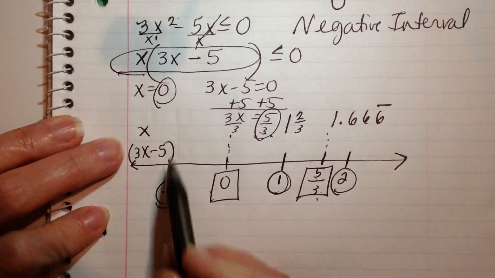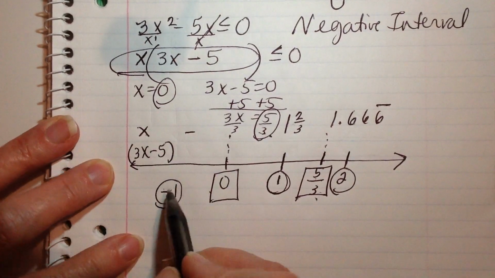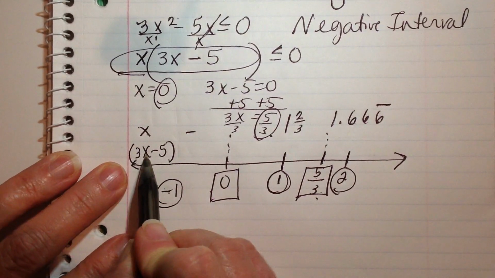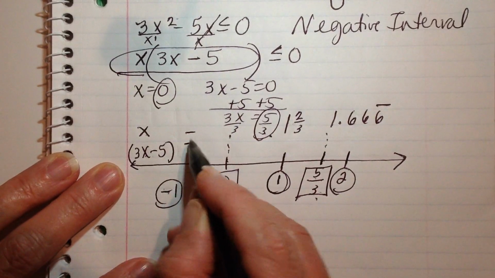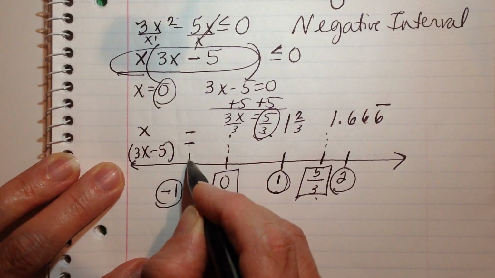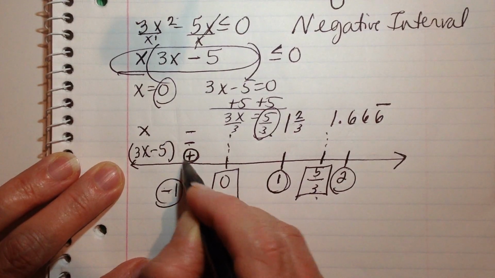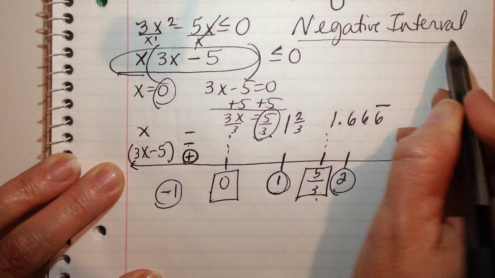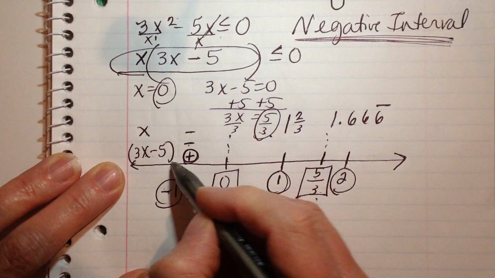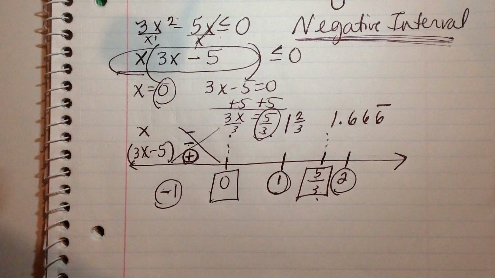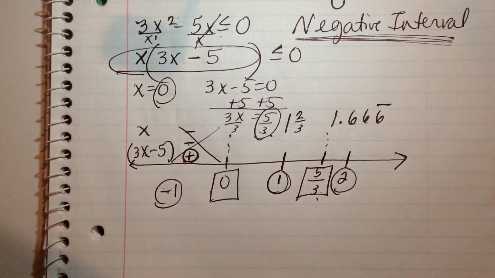So plugging in negative 1 for x, that's negative. Negative 1 times 3 is negative 3, minus 5 gives me negative. Well, what's a negative times a negative? A positive. Do we want a positive interval? No. Our problem told us we want less than or equal to 0, that's negative. So I'm going to cross out that region. That is not one of my final answers.